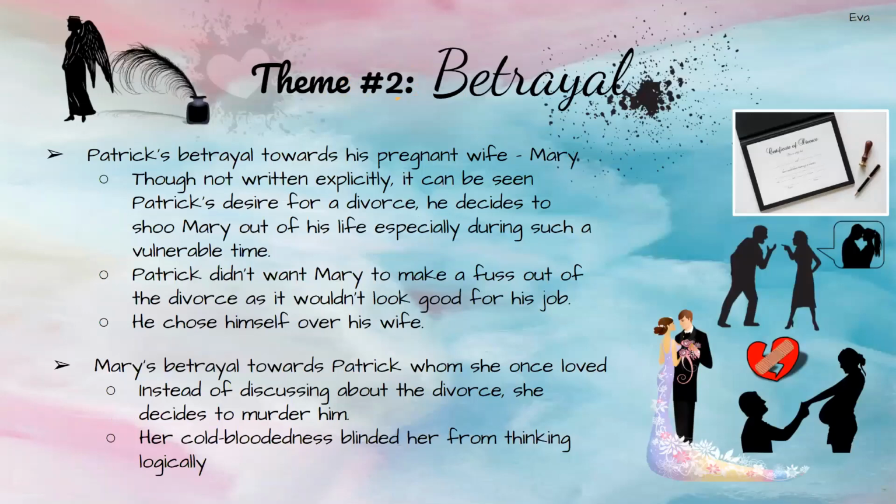Okay, thank you, Winnie. The second theme is betrayal, and that will be my part. The first is the betrayal towards Mary, Patrick's betrayal towards his pregnant wife. Though not written explicitly, we can all see Patrick's desire for divorce. He decides to shoo Mary out of his life, especially during such a vulnerable time. Patrick didn't want Mary to make a fuss out of the divorce, and being selfish, it wouldn't look good for his job. So he chose himself over his precious wife.